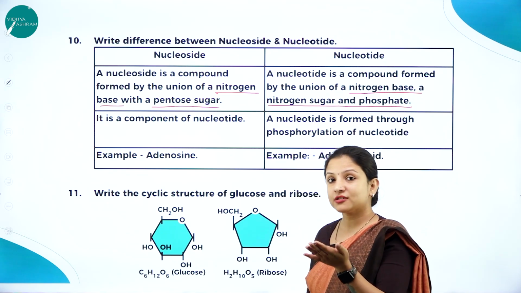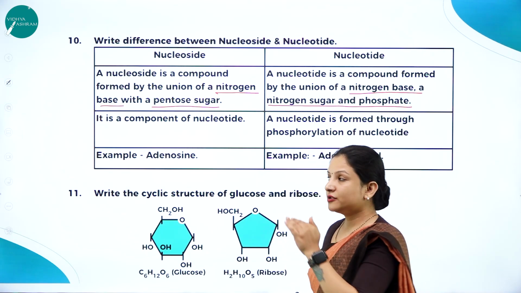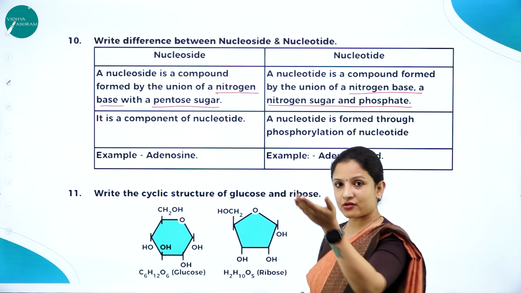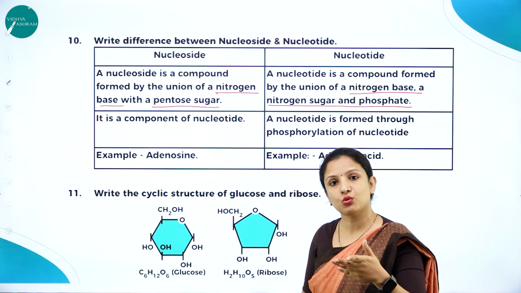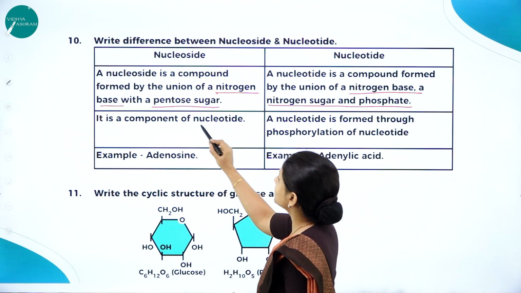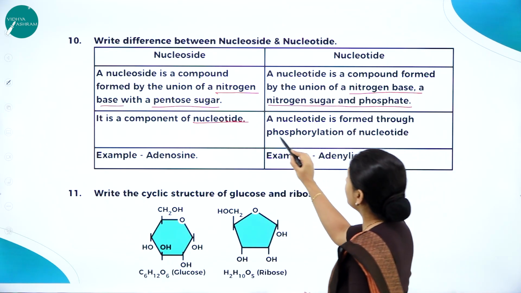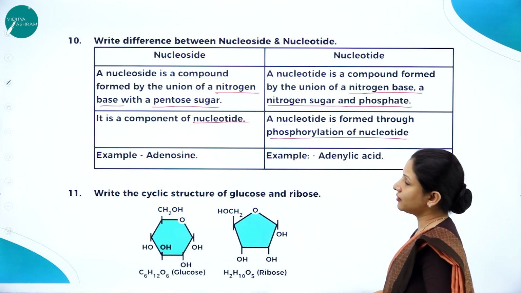Because nucleoside is nothing but a nitrogen base attached to a pentose sugar. So therefore, what is a nucleotide? You can write a nucleoside attached to a phosphate group. That is also correct, like that also you can write. And nucleoside is a component of nucleotide, whereas nucleotide is formed by the phosphorylation of nucleoside.